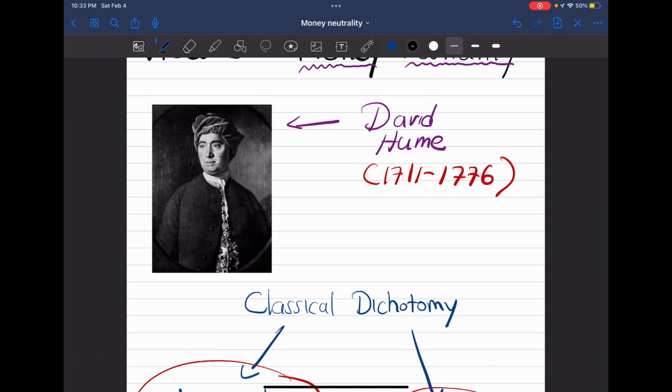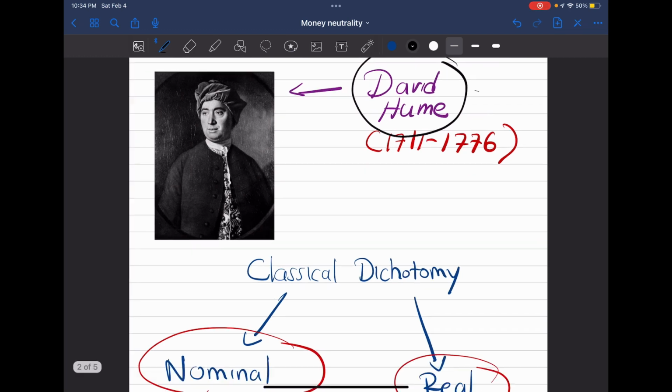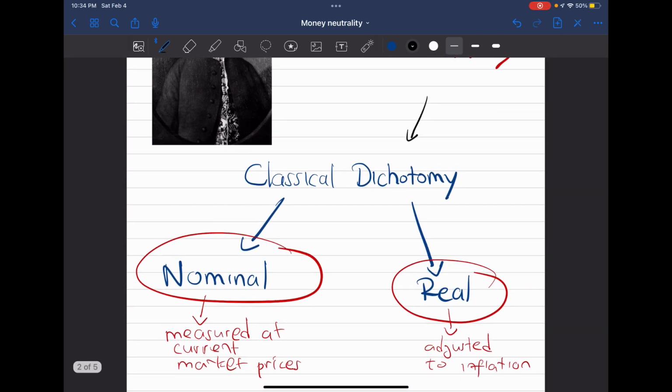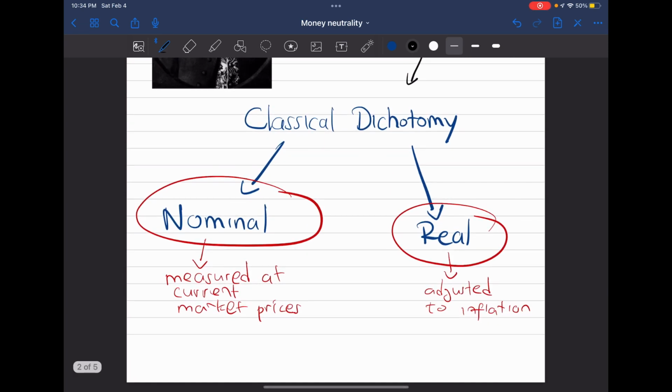First, we must go back to the 18th century with David Hume, who formalized the concept of money neutrality when he decided to go with the classical dichotomy. In economics, there is a classical dichotomy, and it divides two kinds of variables in the economy. It says the economy has nominal variables and also real variables. So what is meant by a nominal variable and what is meant by a real variable?